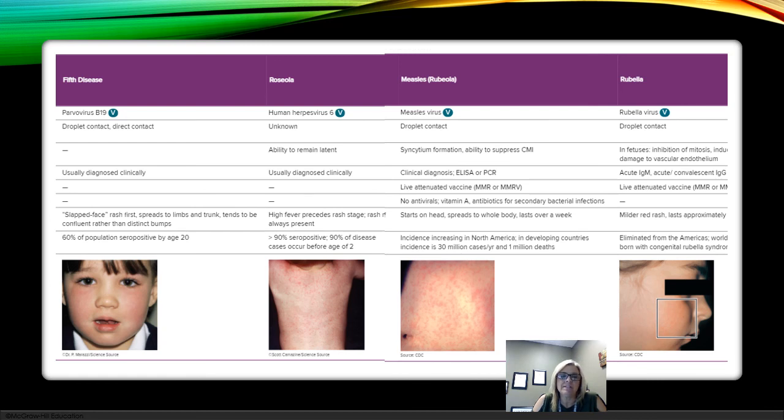And so Fifth disease is the common name of the disease that you get. The virus name is parvovirus B19, and then there's your human herpes virus 6 causing roseola, your measles virus causing measles, or rubeola, and then we have rubella virus, which causes rubella, okay? And you can kind of look and compare and contrast the differences here, and we talked about most of these.